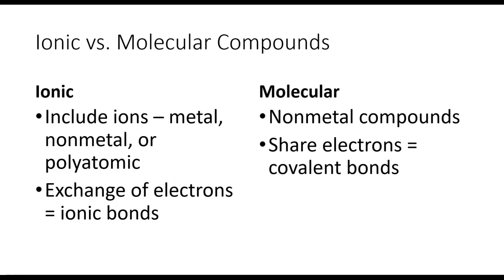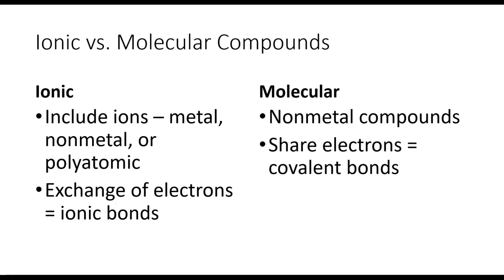I want us to make a very clear distinction between ionic and molecular compounds. Ionic compounds, like their not terribly creative name suggests, are made of ions. So there's metal ions, non-metal ions, or polyatomic ions. In an ionic compound, there's an exchange of electrons to create an ionic bond.